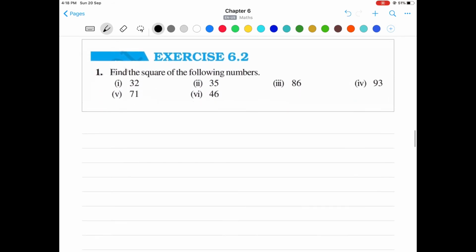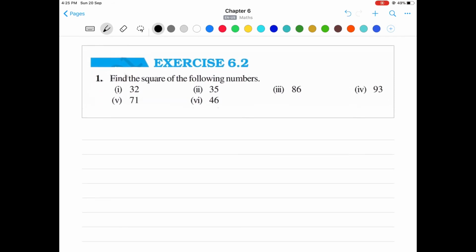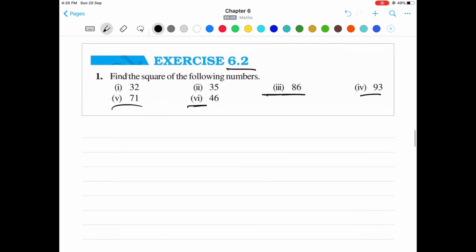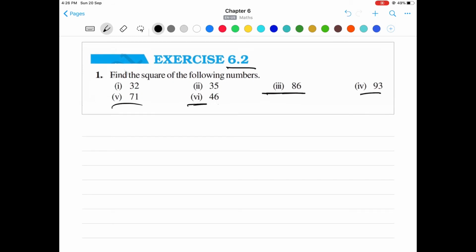Okay, now moving to exercise 6.2. Here we have only two questions in exercise 6.2, with 6 parts in question number 1 and 4 parts in question number 2. Out of the 6 parts of question 1, I will do only the first 3 in this video and leave the remaining 3 for you to complete. Similarly in question 2 I will do the first 2 parts, and the remaining 2 will be completed by you. All of them are very easy and similar to each other, so easily complete those questions. I'm going to do the first 3.